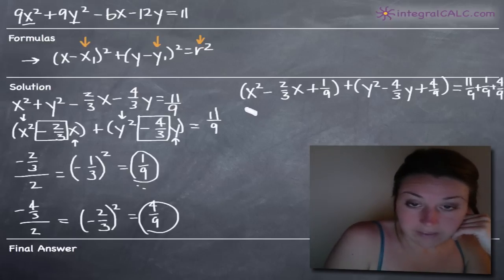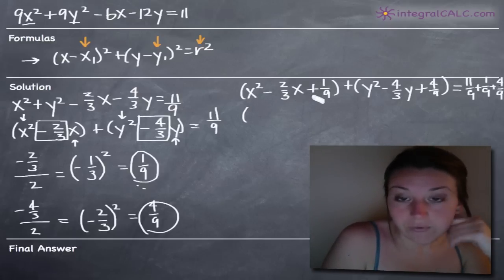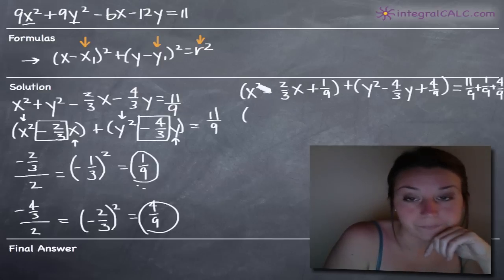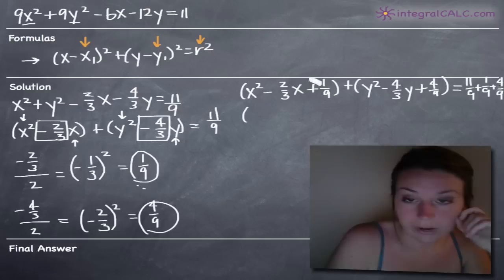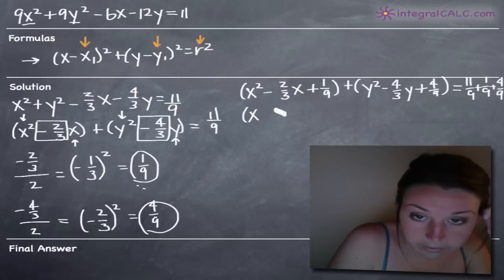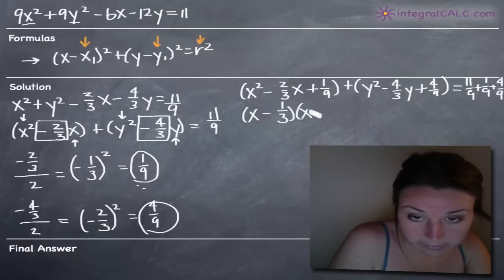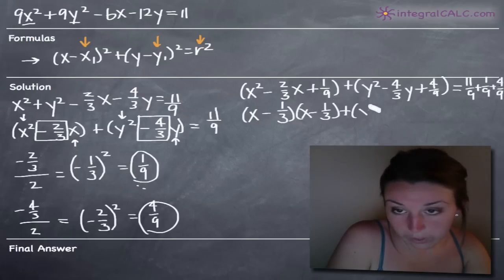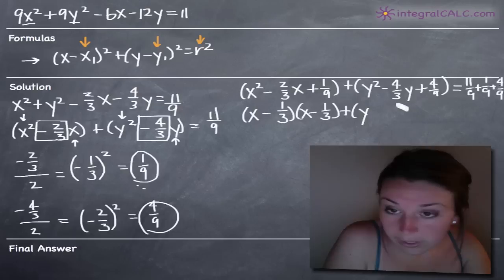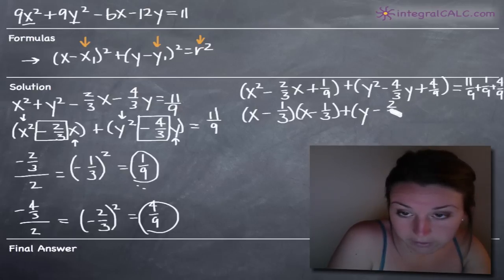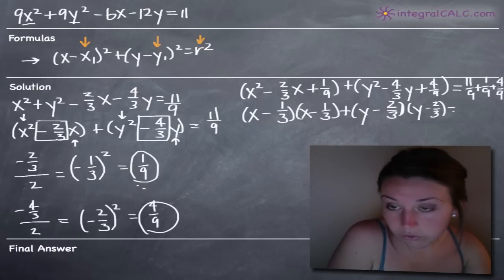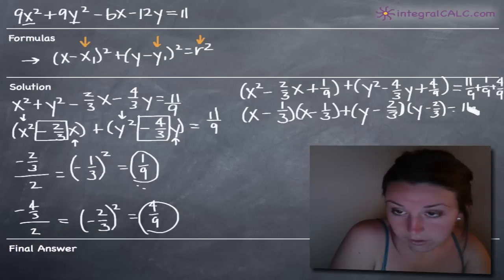So now this completes the square, because if we factor our x group right here, we'll get x minus 1/3 times x minus 1/3. If we factor the y group, we'll get y minus 2/3 times y minus 2/3, and that's equal to 16/9.